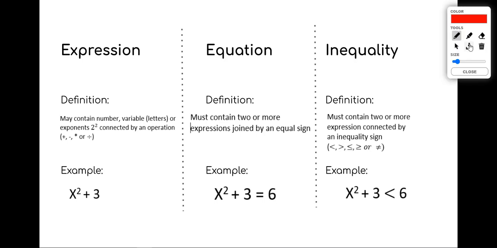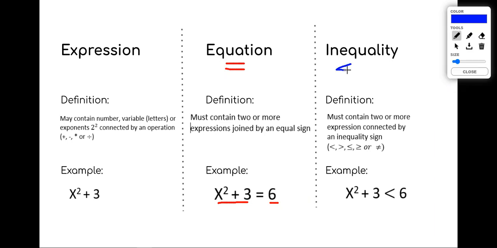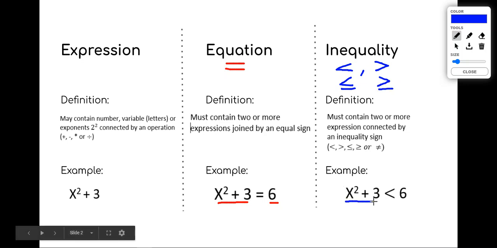So if we look at the difference between an equation and an inequality, an equation has an equal sign, and it's stating that whatever is on this side, this expression, is equal to this expression. Whereas an inequality is going to be using a less than or a greater than symbol, or one that's equal to, less than or equal to, greater than or equal to. And it is saying that there's a relationship between these two expressions, but that they're not equal. It's saying that one of them is bigger or smaller than the other.